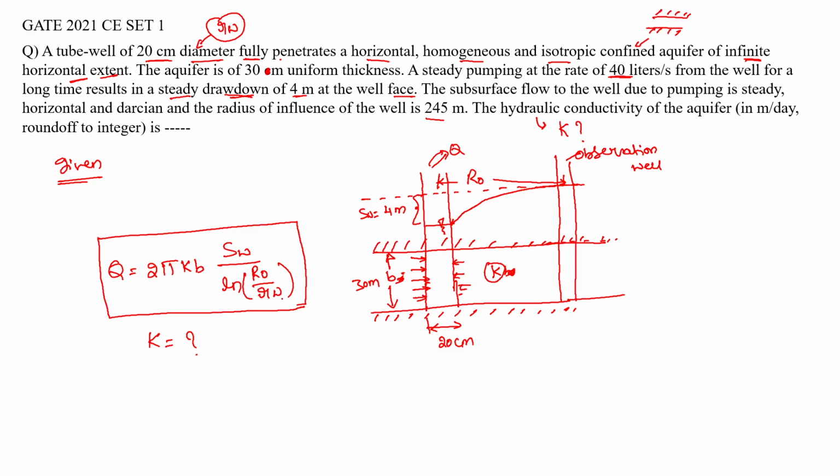Okay. 3.77 into 10 power minus 4. What are the units? Meter per second or meter per day? See, that is a mistake we make. In this question, they asked to compute in meter per day and to round it off to an integer as well. Okay, very nice attempt.